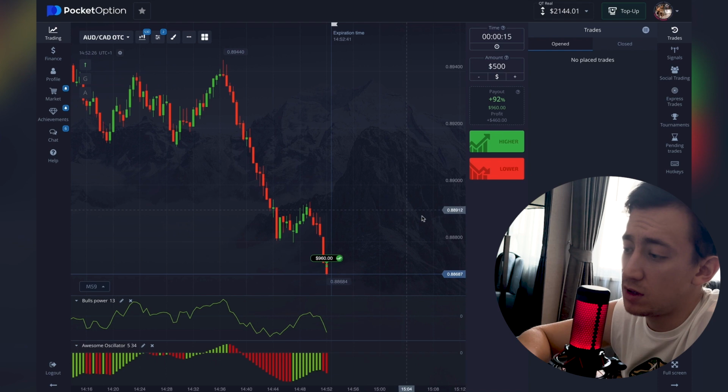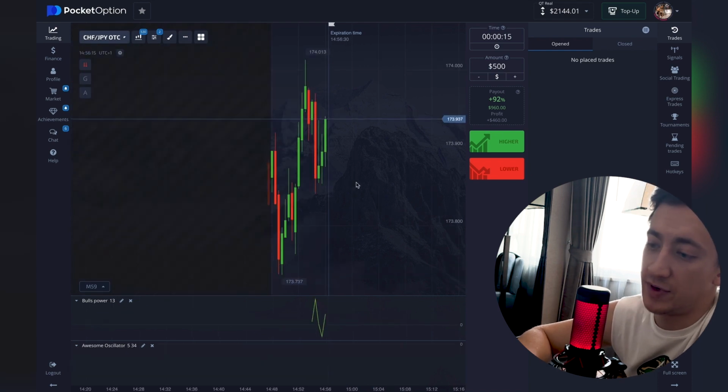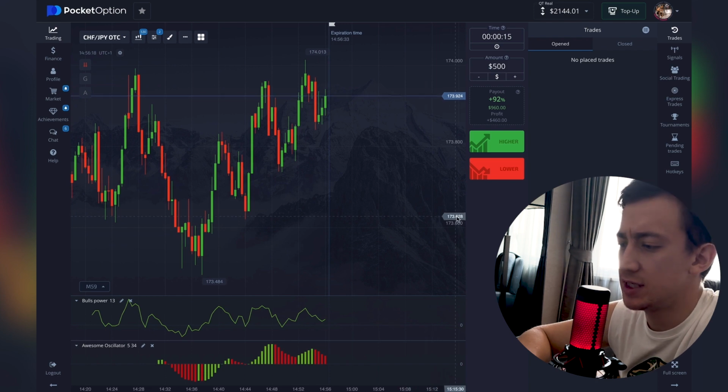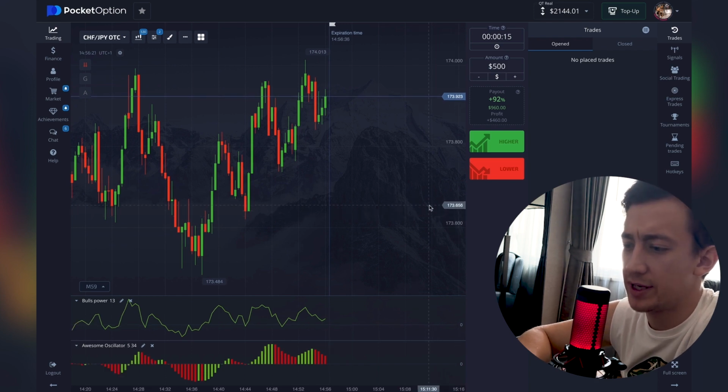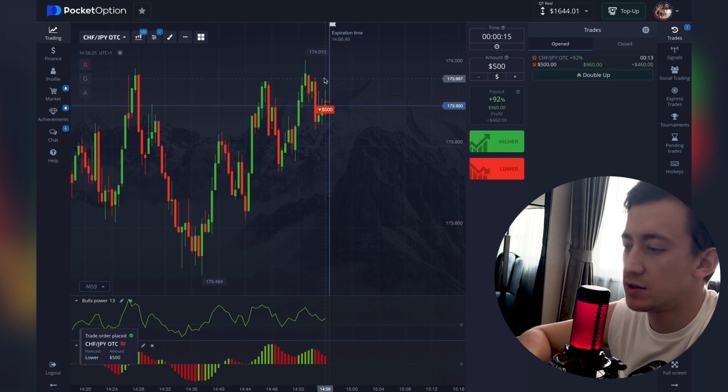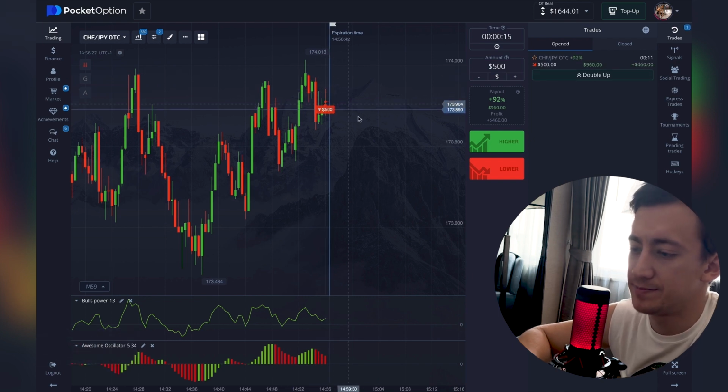Let's move on. Before us is the Swiss franc Japanese yen. The currency pair's movement is interesting. Both indicators indicate a reversal, so I enter down after the bounce and wait for profit.